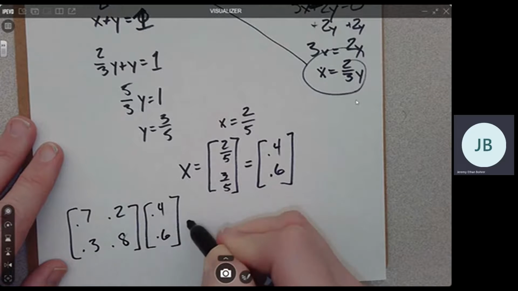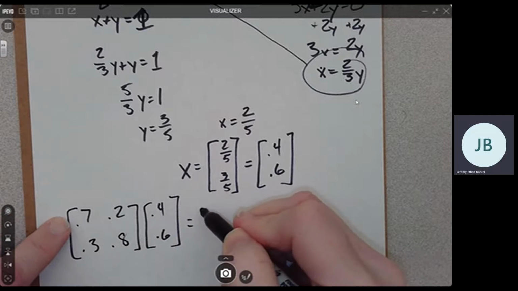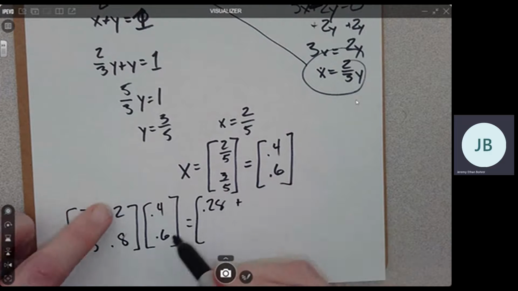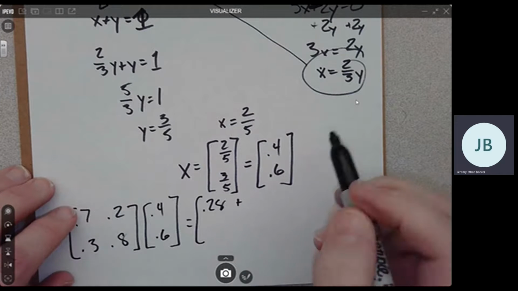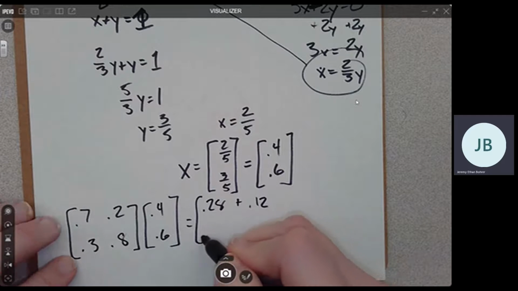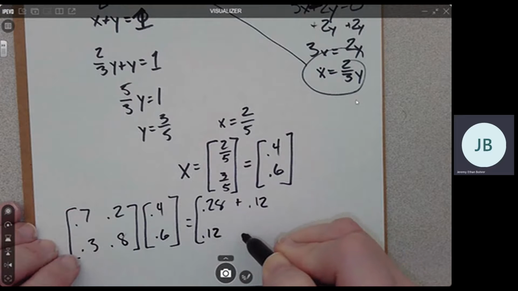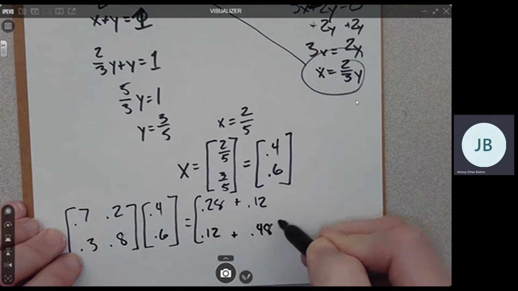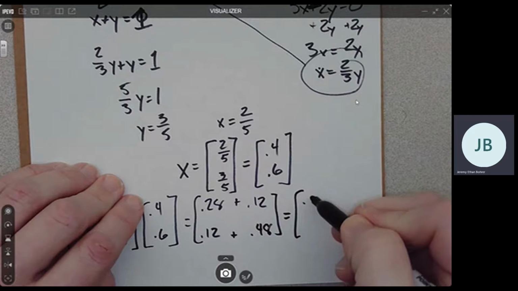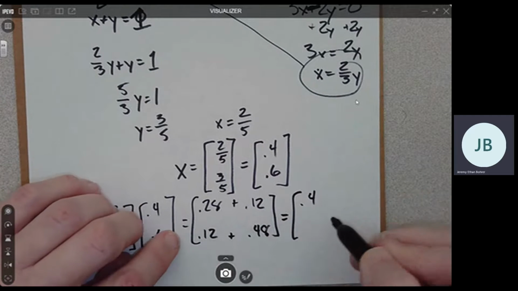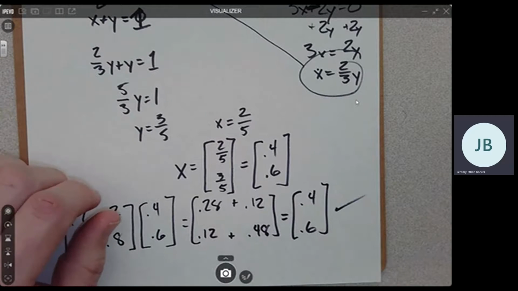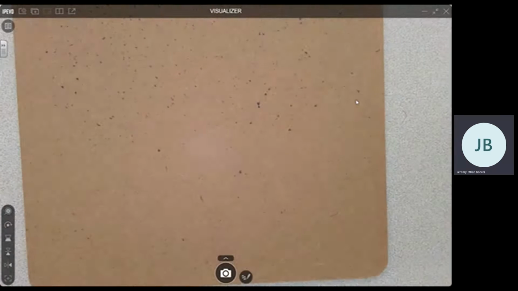0.7 times 0.4 is 0.28, plus 0.2 times 0.6 is 0.12. 0.3 times 0.4 is 0.12, 0.8 times 0.6 is 0.48. 0.28 plus 0.12 is 0.4. 0.12 plus 0.48 is 0.6. And there we go. So we got one more problem we want to do here.